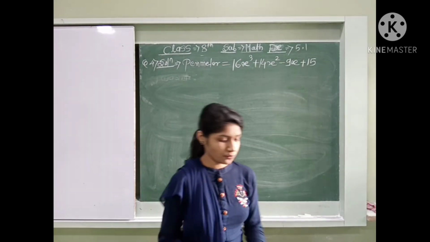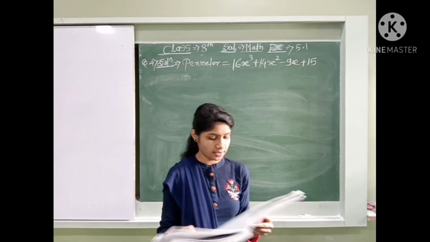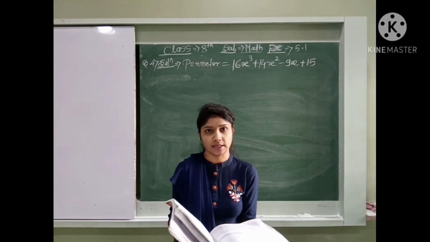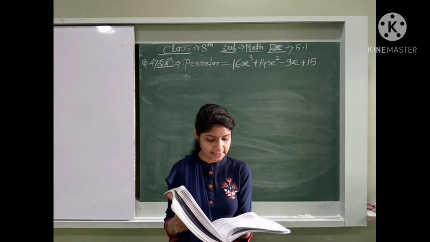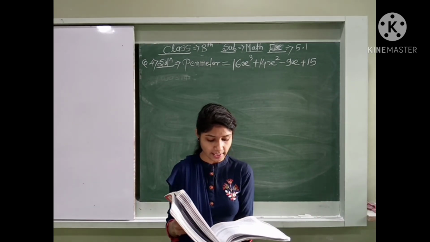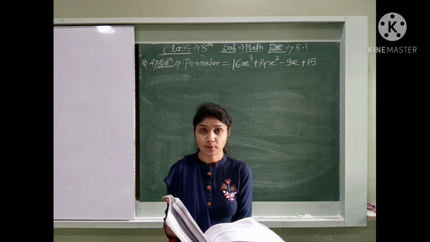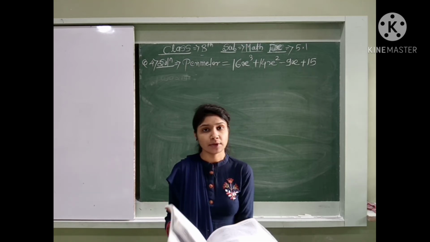Now student, question number 4. What do you have to give in question number 4? See here, the perimeter of a triangle. The perimeter is given: 16x cube plus 14x square minus 9x plus 50.